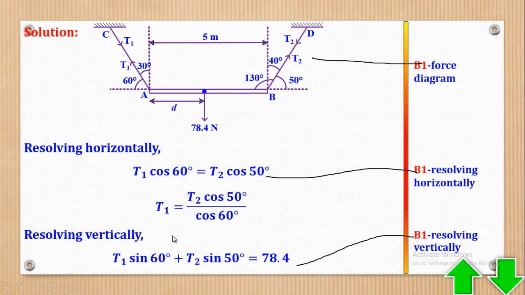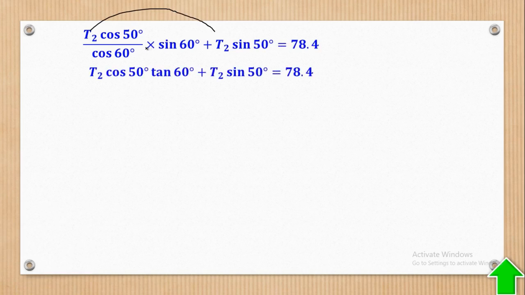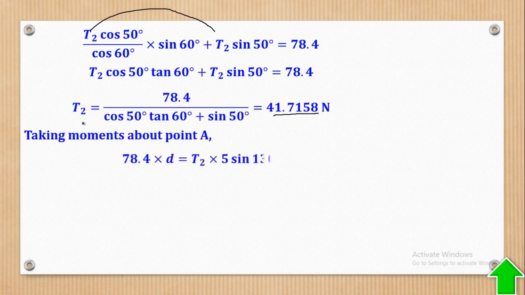So I think we realize that these are two equations and two unknowns. Therefore, when I substitute the first equation into the second equation, I'll come up with that, so that I have only one unknown, which is T2. Therefore, my aim is to make T2 the subject, and T2 will be equal to 41.7158 newtons. Then next is to take moments about A. When I take moments about A, I'll come up with this: 78.4 times D is equal to T2 times 5 sine 130.